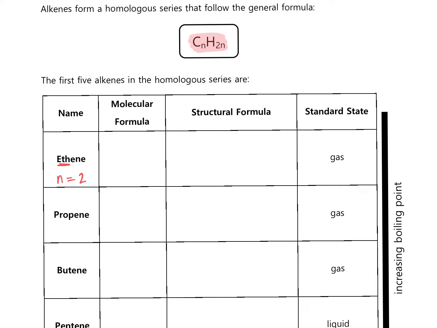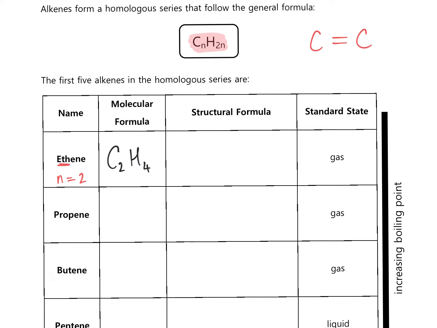The reason why we have to start there is because in order for there to be a carbon-carbon double bond, there has to be at least two carbons. We can't have a double bond if there's only one carbon atom because it can't be double bonded to anything else. It has to be between two carbon atoms. So therefore, the first alkene in the series is ethene. So what is the molecular formula of ethene? Well, if we put in n equals 2, we're going to have C2, and then it's H2n, so 2 times 2 is 4, so ethene is C2H4.